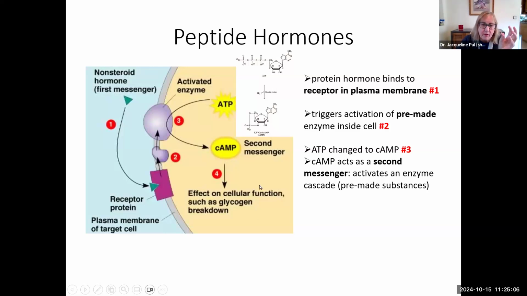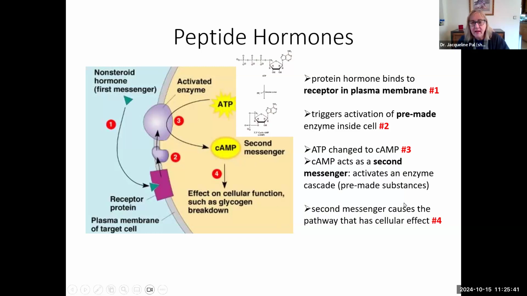So here is an example. It could be activating an enzyme, which would then break down glycogen, releasing glucose monomers. Okay. So peptide hormones basically are acting like first messengers binding to receptor proteins, activating an enzyme, converting ATP into cyclic AMP, which is a second messenger, activating something pre-made, causing a pathway that will have a cellular effect.